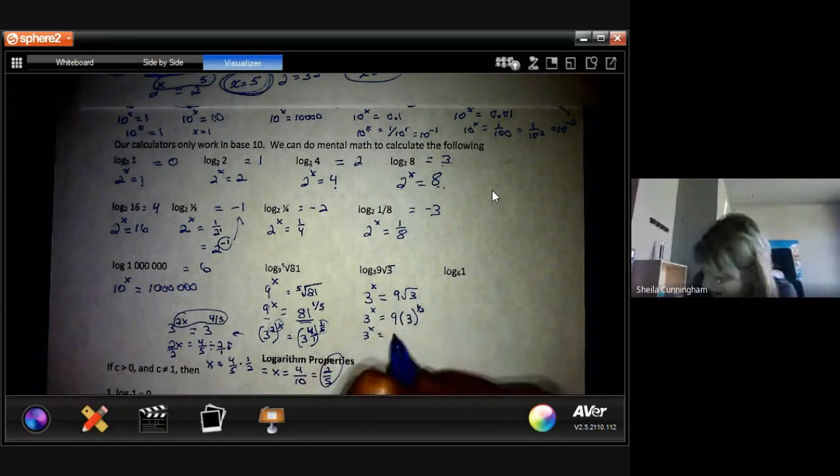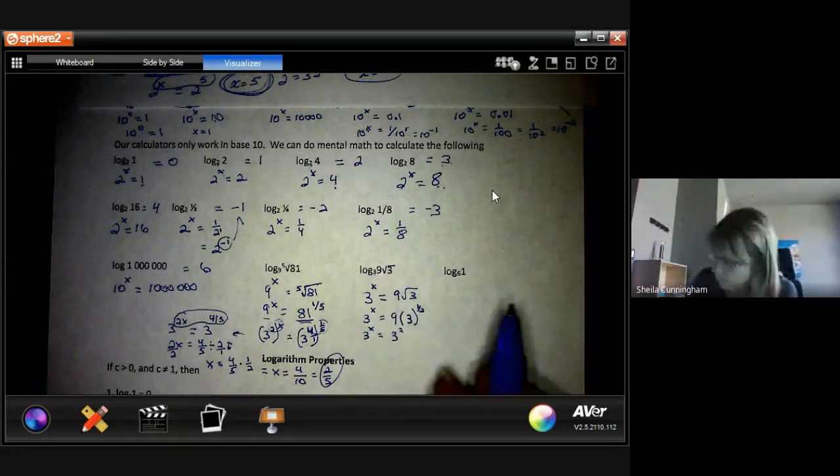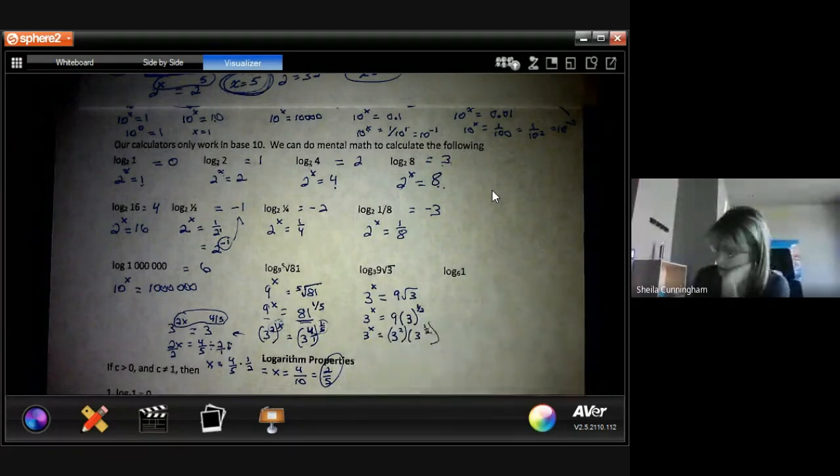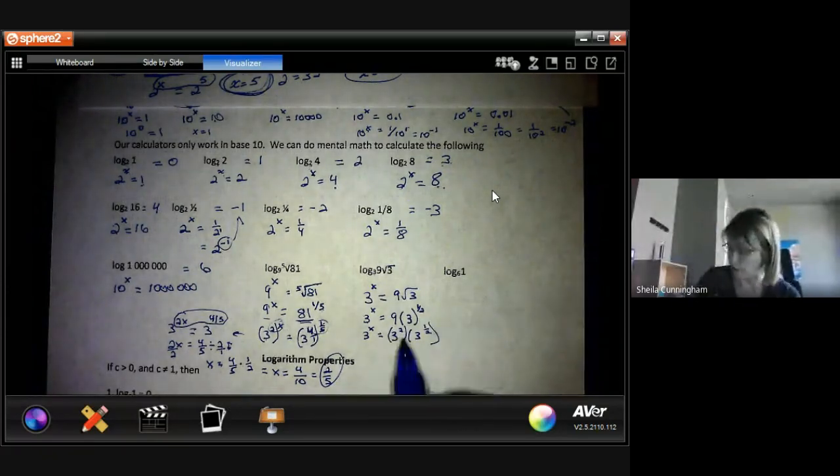So that 9, I could actually write as 3 to the power of 2 times 3 to the power of a half on that side. So I've got both that 3 squared times the 3 to the power of a half. What do I do? What do you guys remember when you are multiplying same bases together? What do you do with your exponents?